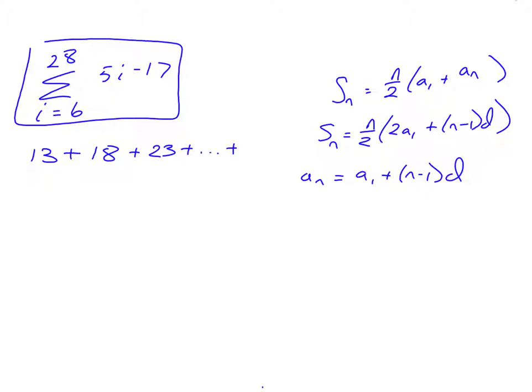Now, you continue doing this until what you're plugging in is 28. I plugged in 6, 7, 8, and I keep plugging in until the last thing I plug in is 28. So let's plug in 28. 28 times 5 is 140, and 140 minus 17 gives me 123. So this summation notation represents this series right here. It's another way of representing the series.